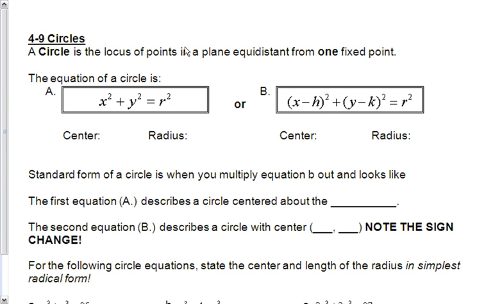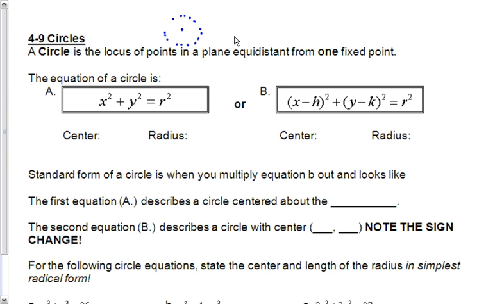Time to take a look at one of my favorite things, circles. Okay. Definition. A circle is a locus of points that is equidistant from one fixed point. AKA, you have a point that's the same distance away, that's the same distance away, that's the same distance. Oh, look, it goes all the way around and makes a circle.